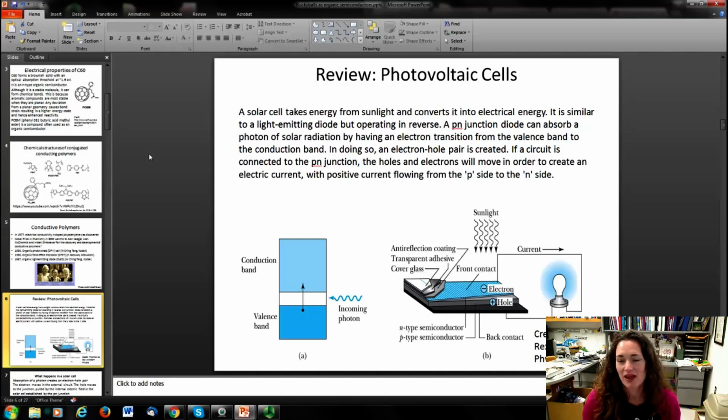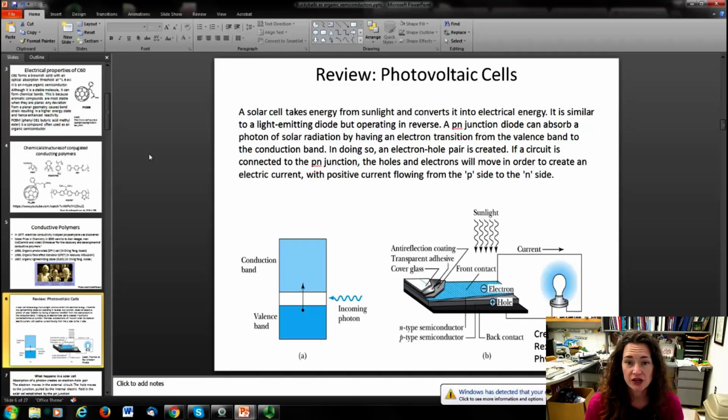Here we go. This is a review for your photovoltaic cell. A solar cell basically takes energy from sunlight and then converts it into electrical energy. It's similar to a light-emitting diode, an LED, but it operates in reverse. Basically what you have is a semiconductor p-n junction, and a p-n junction diode can absorb a photon of solar radiation by having an electron transition from the valence band to the conduction band. And in so doing, it creates an electron-hole pair.